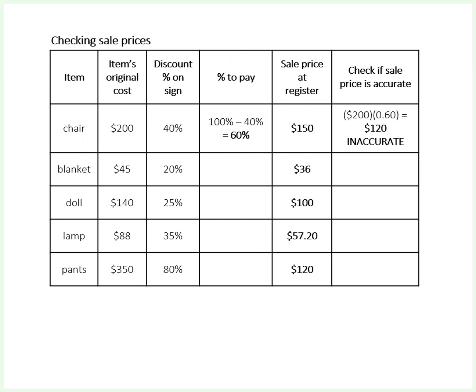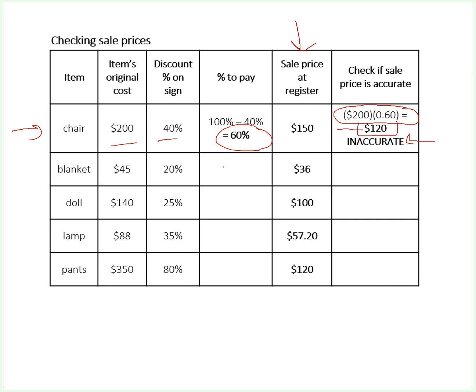The purpose of this chart is for you to verify whether this sale price is accurate or inaccurate. So you're going to kind of do the same thing we just did. So on the chair, that's already done for you. The price is $200. You get 40% off, which means you're going to pay 60%. So what you can do is, instead of finding the sale off and then subtracting it, I can also just multiply it by the percent that I'm going to pay. That will give me my sale price.